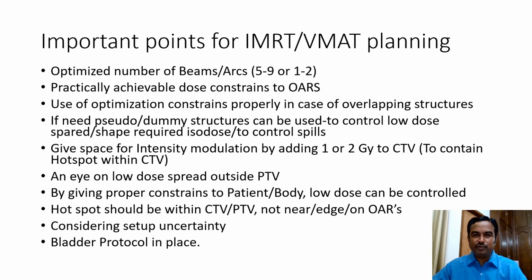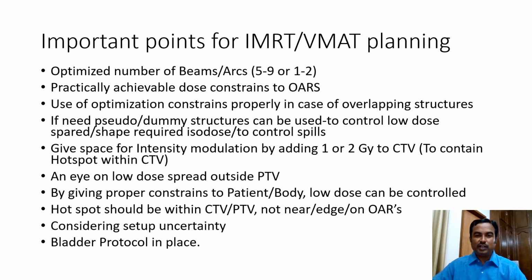So there are 3 points we remember when we do the IMRT and VMAT planning for the pelvis patients. As I told you, we have to use an optimized number of beams or arcs. Another main thing is we have to give practically achievable dose constraints to OARs in order to achieve an acceptable dose distribution. Because the rectum is very near to the PTV, we should not be very stringent on the rectal constraint. Then we may not be able to achieve the desired distribution, and the planning system will tend to spill the dose outside the PTV.